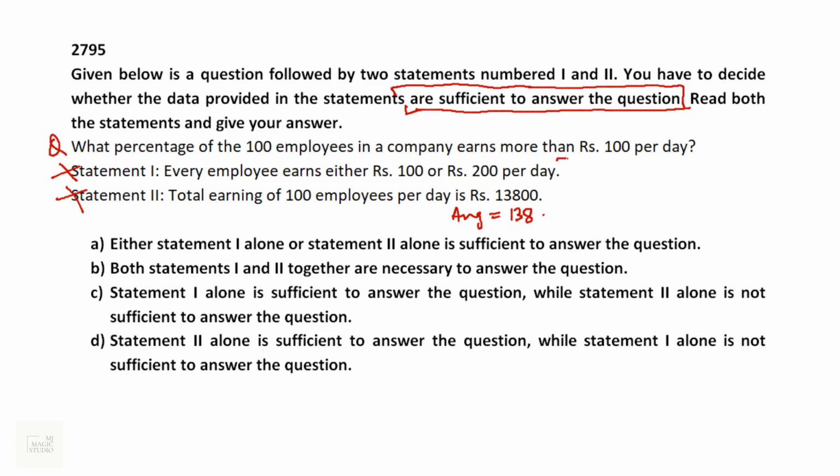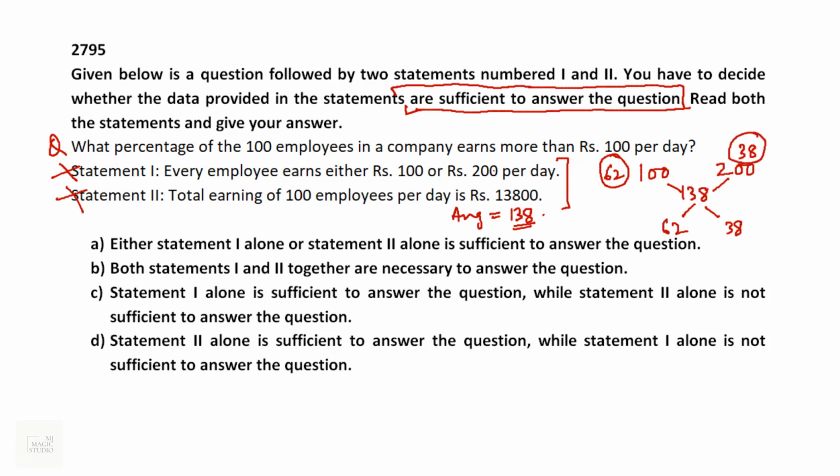Let us combine both the statements. If I combine both the statements, I know that few people are earning 100 and few people are earning 200. And the second statement says that the average is 138. So I can apply my butterfly diagram, jungle rule 6, and you can find the ratio of people earning 100 and 200. This will be 38 and then this would be 62. So 62 people are earning rupees 100 and 38 people are earning rupees 200 in this company.